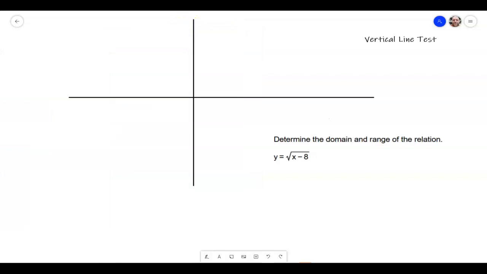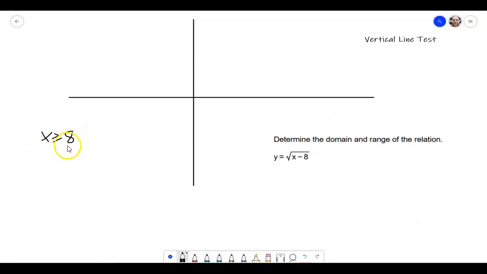So let's see if we can use that to help answer our problem here. The domain is all of the possible x values. So far it looks like the x values, remember that's along the horizontal axis, are going to be 8 and everything above 8. 1, 2, 3, 4, 5, 6, 7, 8. I was saying 6, but this is 8. Excuse me. So our domain is x is greater than or equal to 8.